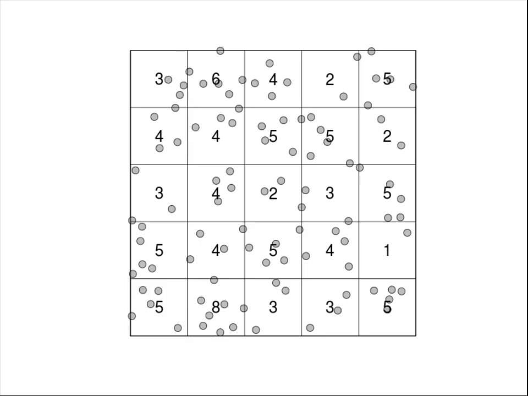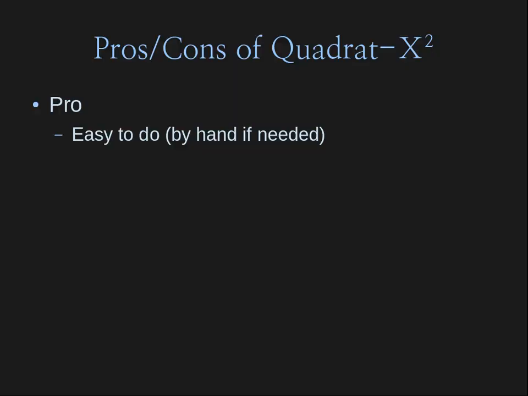So, which leads to talking about what's good and bad about this test. Let's talk about what's good and bad about the quadrat chi-square test. The pro is it's easy to do, and you can do it by hand if you need to. You could give someone a bunch of points, and you could sit there with a pencil and ruler and draw out your little quadrats, count up all the cells, do a nifty little chi-square, go look it up on a chi-square table, and then you have a p-value. That's nice.